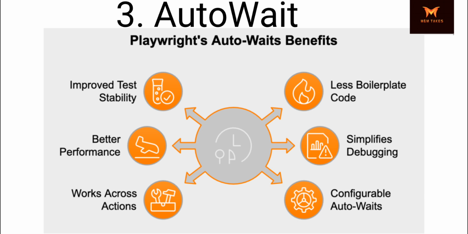In modern web apps, for example React, Angular, etc., the DOM changes constantly. Elements load dynamically, buttons get enabled after validations, and animations or network requests delay rendering. For all these situations, auto-wait automatically waits and performs the actions accordingly. Older tools like Selenium require manual waits.